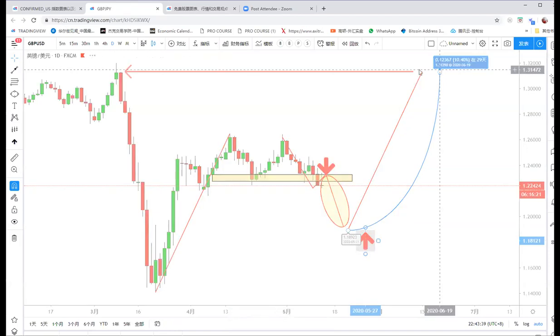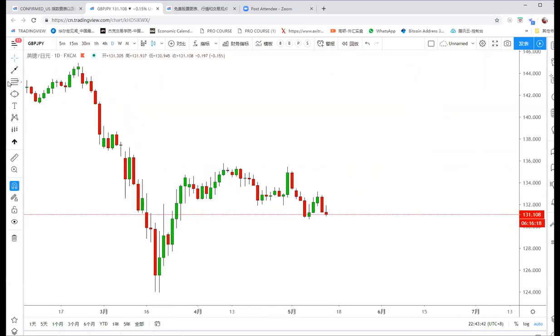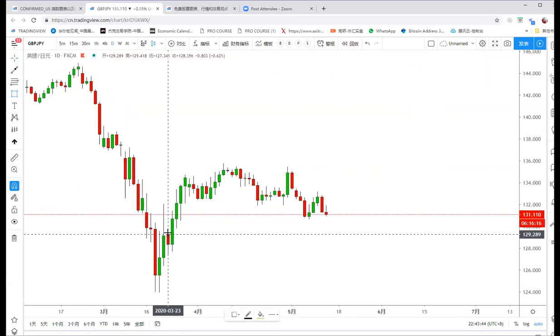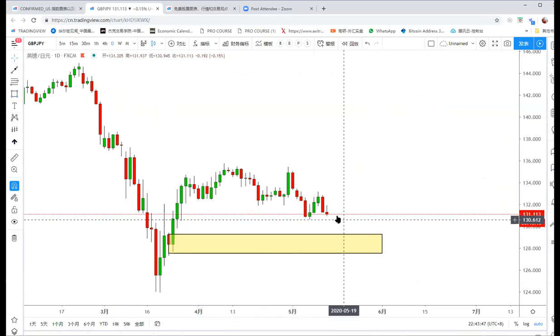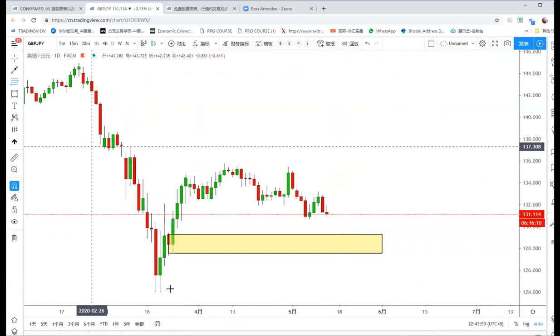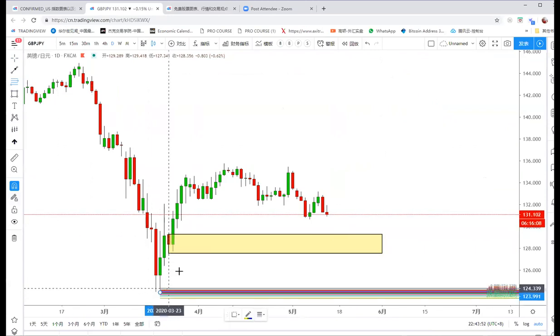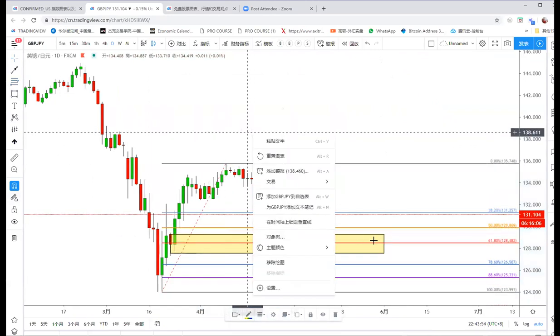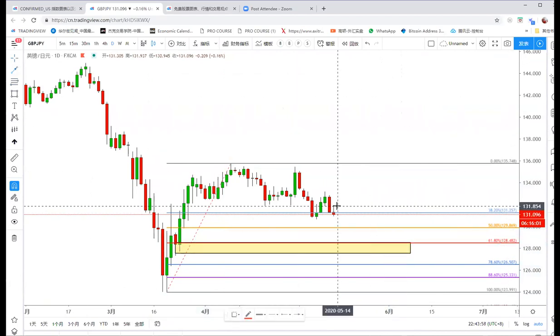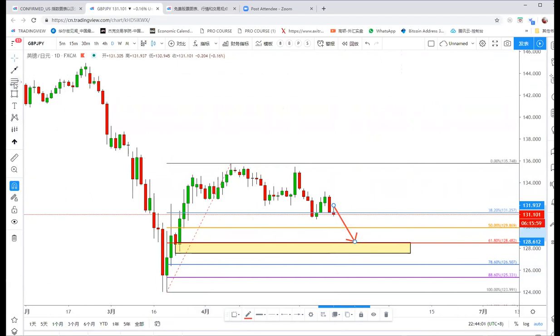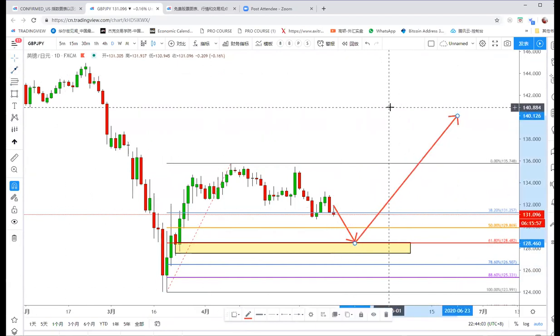And similarly for sterling yen, in the last webinar I told you guys to buy from here, right? 1.129. It's getting closer, so you can still put your buy limit. Get ready to put your buy limit at about 128.48. I think that will be a perfect time to buy the sterling yen. Everyone should look at this trade.